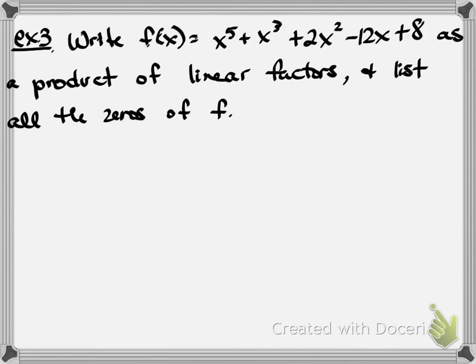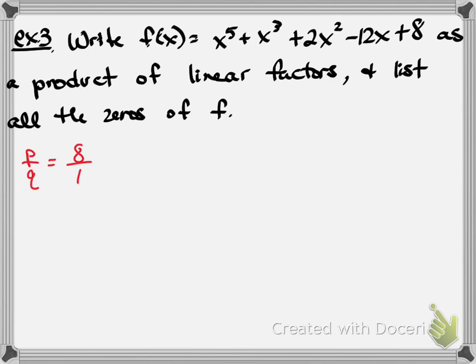All right, example 3, we're going to write this fifth degree as a product of linear factors and list all the zeros of f. And we should come up with 5. And we should have 5 linear factors. We do not have a way to factor 5 terms, and this thing doesn't have a GCF. So we're going to have to use the rational zero test on it.